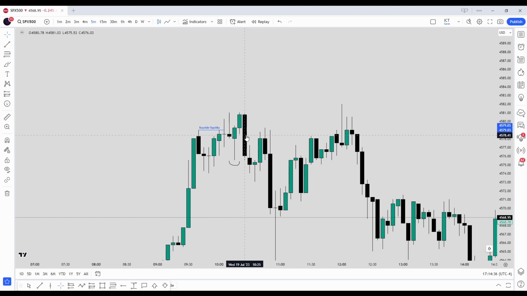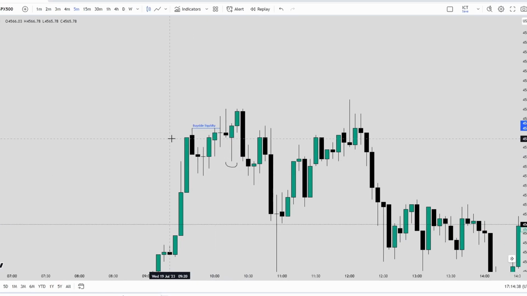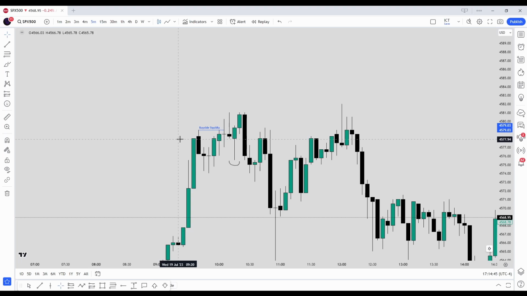Now, what you need to look for is displacement. What is displacement in the first place? Displacement is a big, energetic, and sharp move in the direction you should be anticipating. And what do you look for in displacement is, you can enter from fair value gap, you can enter from order block. We are not going to talk about that. We're only going to talk about the market structure shift.